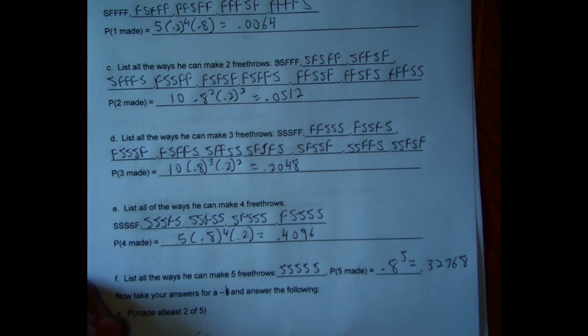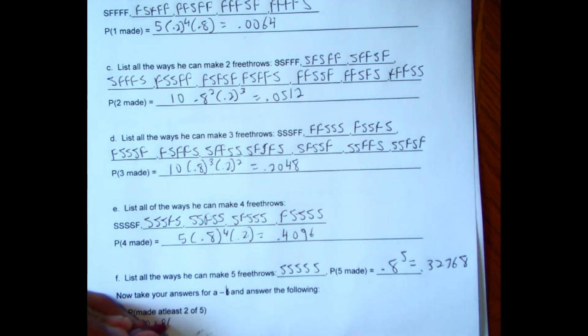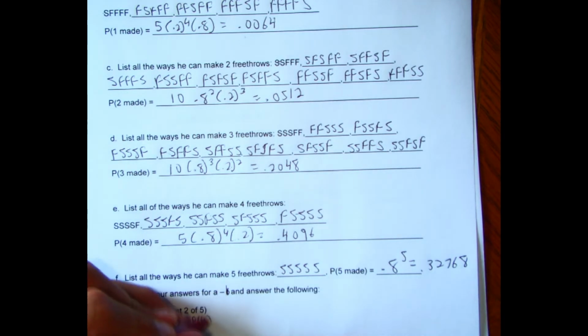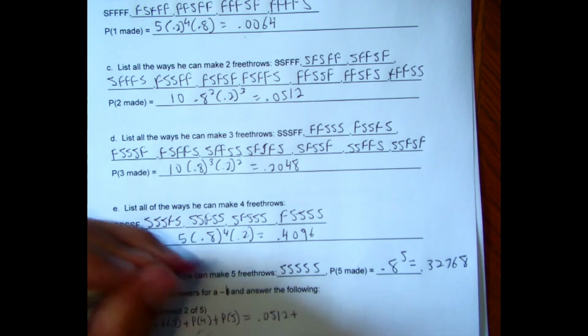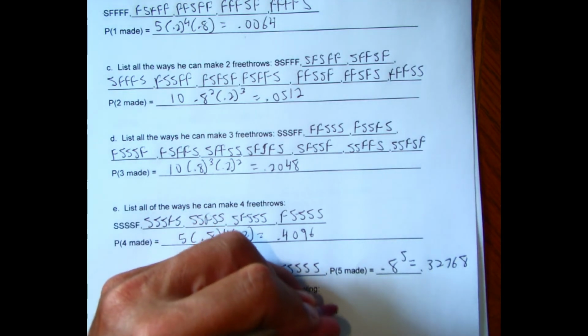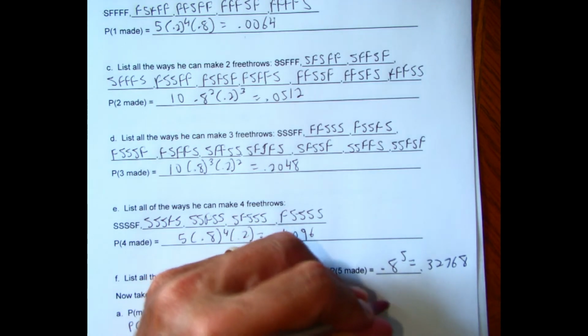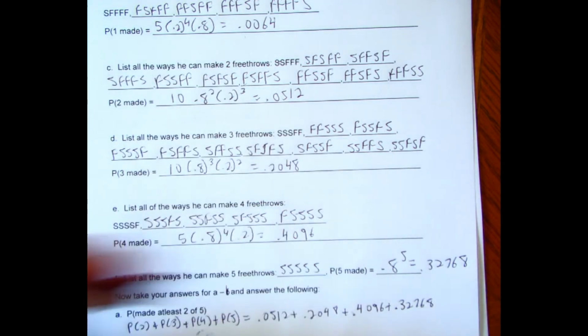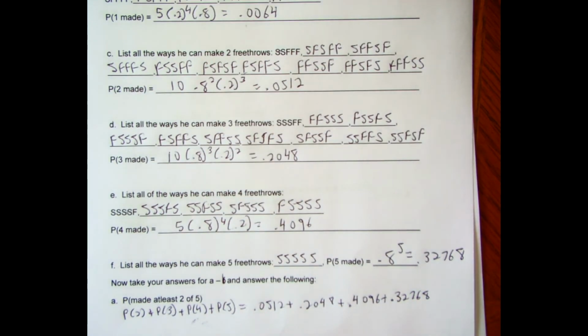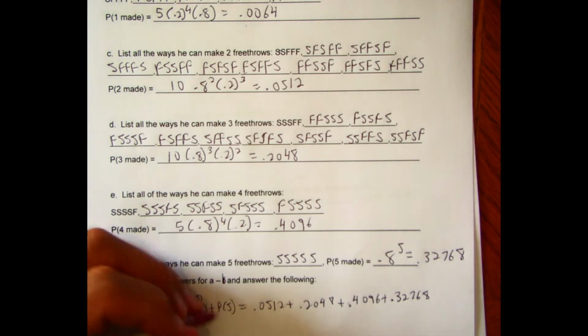So it would be the probability he made 2, 3, 4, or 5. Probability he made 2 is 0.0512. Probability he made 3 is 0.2048. Probability he made 4 is 0.4096, and the probability he made 5, so 2, 3, 4, 5, is 0.32768. If we add those up, we get 0.99328.